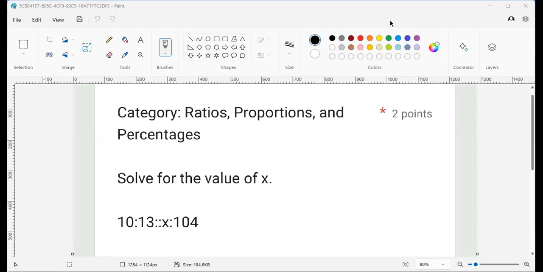All right, so we're going to go ahead and do this question as it's requested. So this is a proportion question, and it's asking us to solve for the value of x, and it gives us a proportion below. So let's go to the whiteboard and solve this. Go into the whiteboard, and here we go.